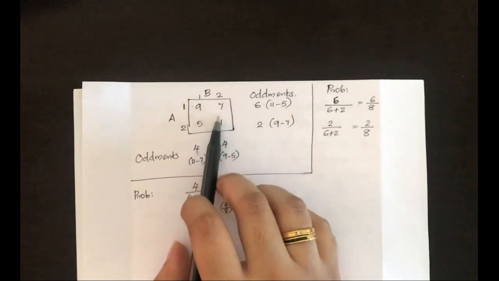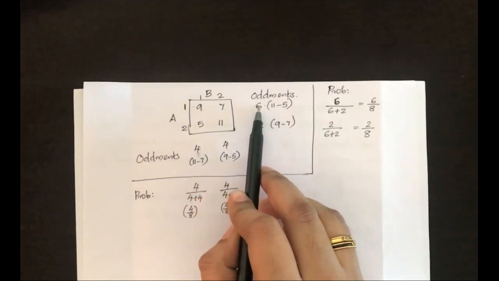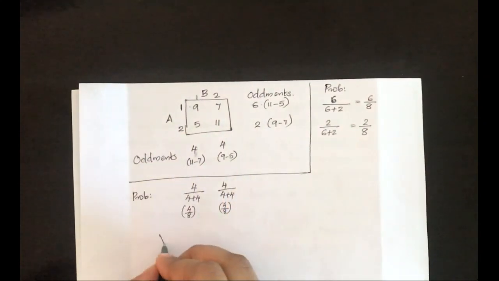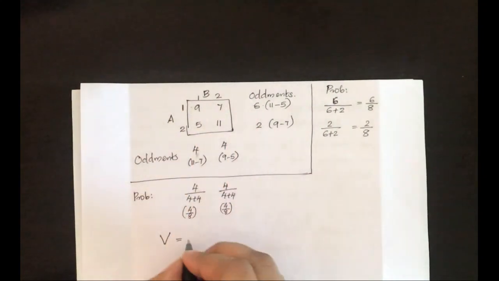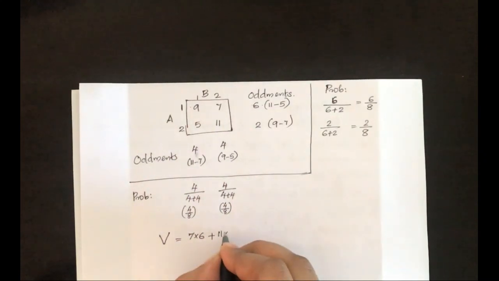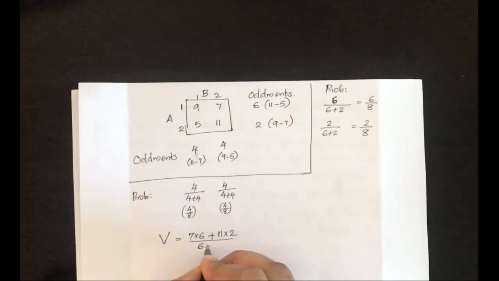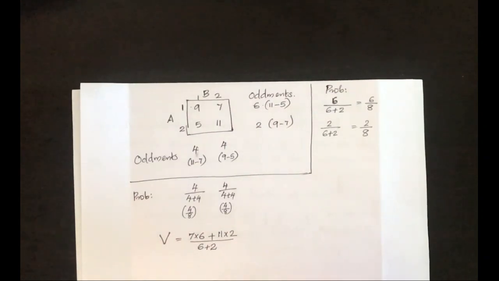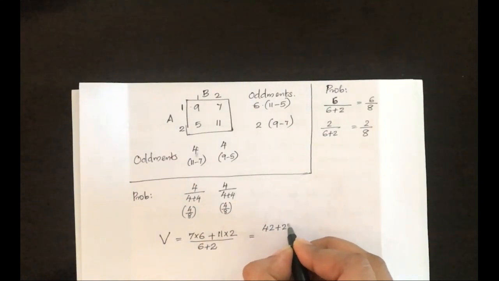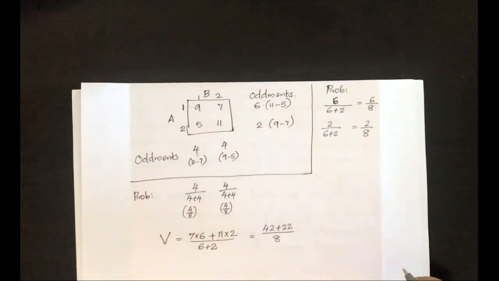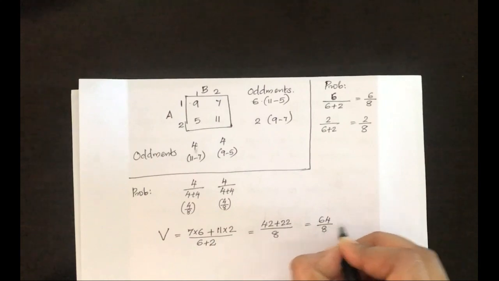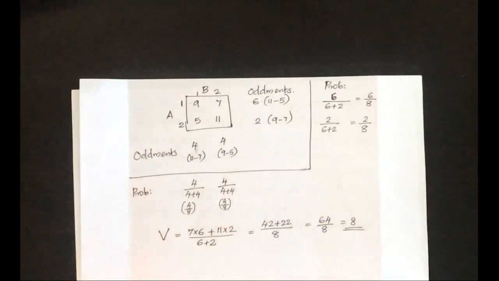I am using the second column. Value of the game V is equal to 7 into 6 plus 11 into 2 divided by 6 plus 2. That is 7 into 6, 42, plus 22, divided by 8. 42 plus 22 is 64, divided by 8. That is, the value of the game is equal to 8.